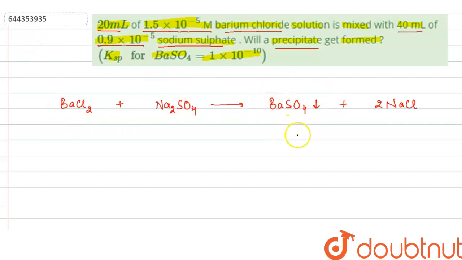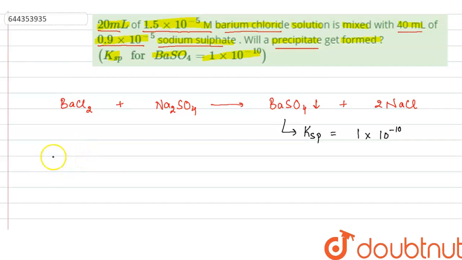Now for barium sulfate, Ksp is given, that is solubility product is given 1 into 10 raised to the power minus 10. So what we will do, we will calculate the ionic product for barium sulfate. If ionic product will be more than solubility product, then only precipitate will be formed. Now what is given here? 20 ml of 1.5 into 10 raised to the power minus 5 molar barium chloride is mixed with 40 ml of 0.9 into 10 raised to the power minus 5 sodium sulfate.